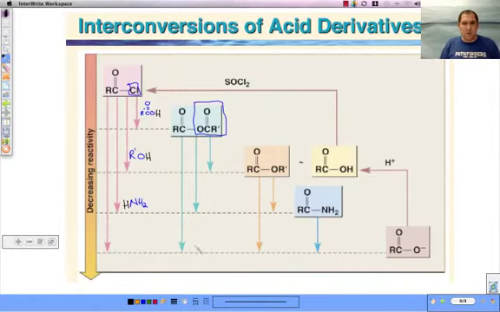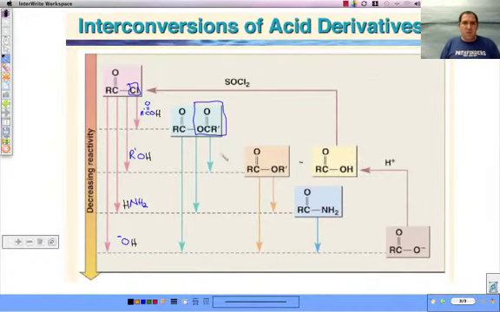Now, if we want to go to the carboxylate anion, we start with an oxygen. The only way we're going to get O- is if we have OH-. So most acids in a basic environment will deprotonate and be in the carboxylate anion form. Afterwards, we can protonate that to get our carboxylic acid.